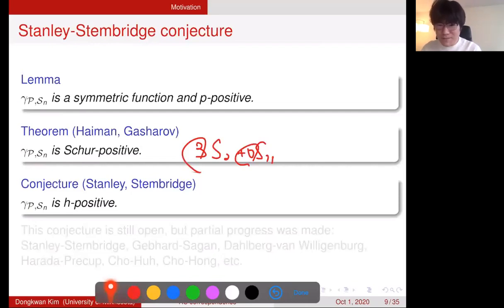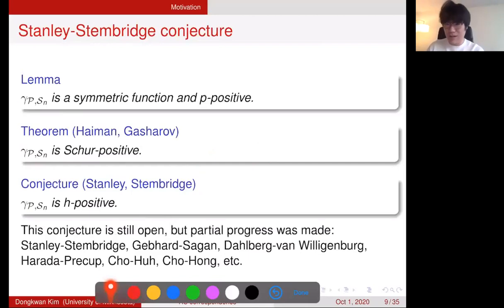Yeah, doesn't matter. The conjecture is that this is H positive, so it is some natural number combination of the complete homogeneous symmetric functions. There is some partial progress; a lot of people have already made partial progress on this conjecture. But in general, it's not known.